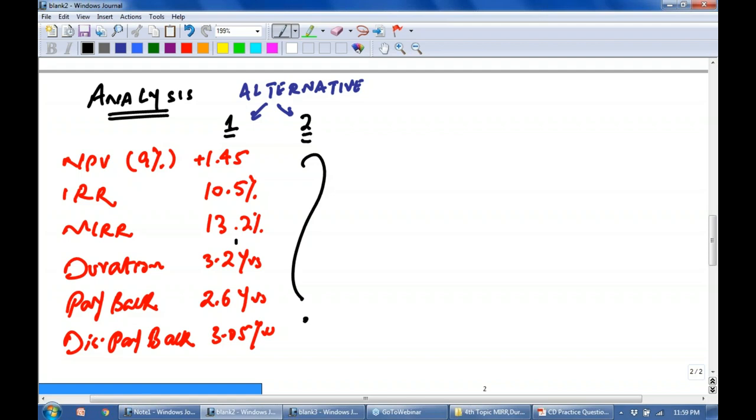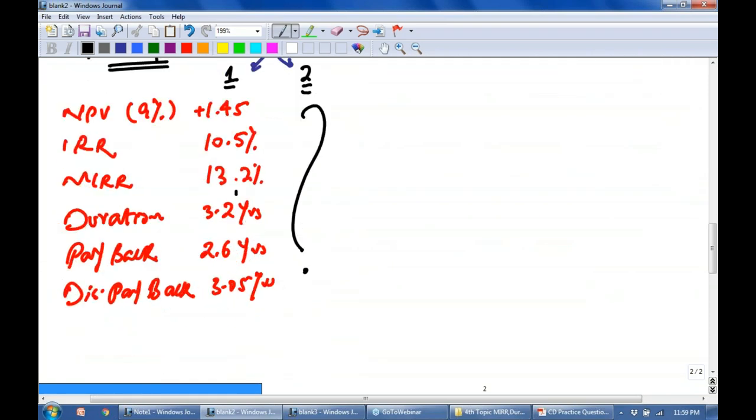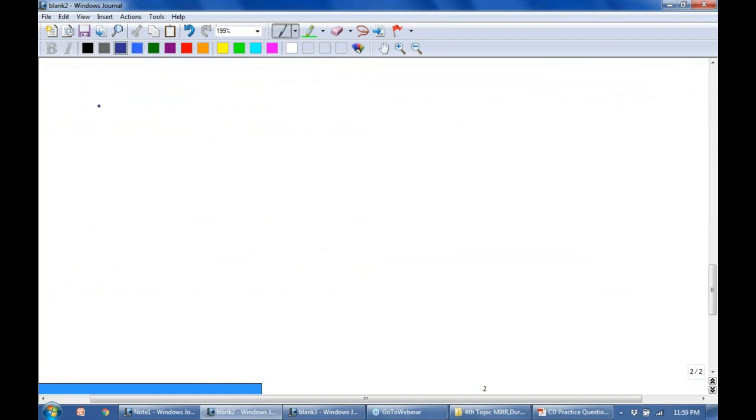Okay, so number one, the first important thing with respect to requirement A, that's using NPV, discounted payback, IRR. So number one, to calculate NPV. We have to work out the NPV of alternative two. Make it quick. It's very, very simple. We can work out the working.